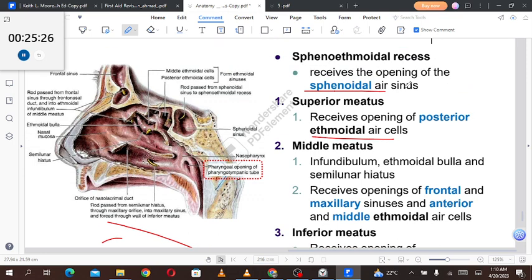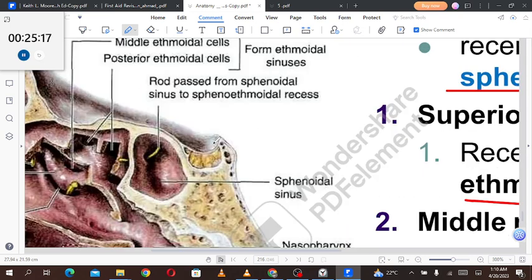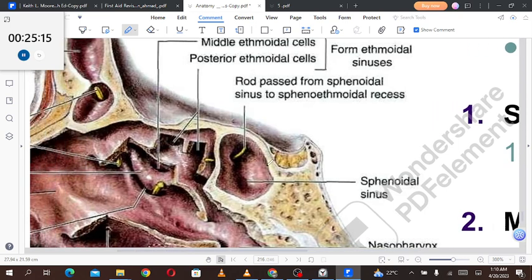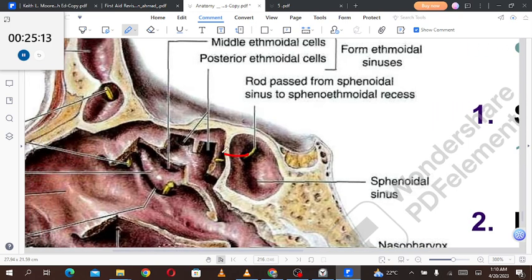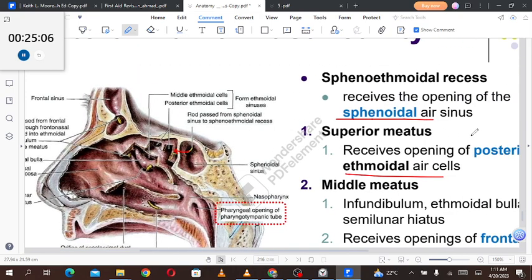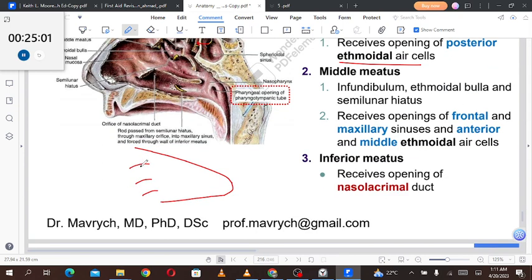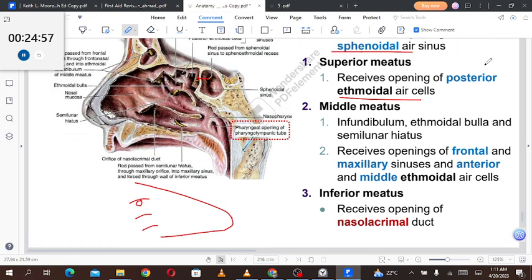So where is the sphenoethmoidal recess? Okay, let me zoom it in. So here you can see the sphenoethmoidal recess, which is receiving the contents of the sphenoidal sinus. So the sphenoethmoidal recess receives the opening of the sphenoidal air sinus. The superior meatus is present under the superior concha. So the opening of the posterior ethmoidal air cells will enter the superior meatus.